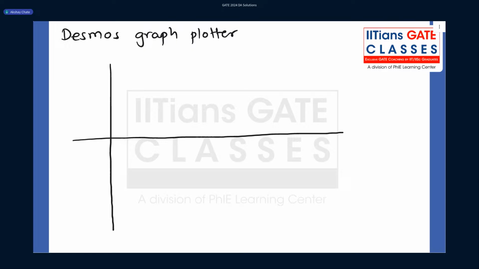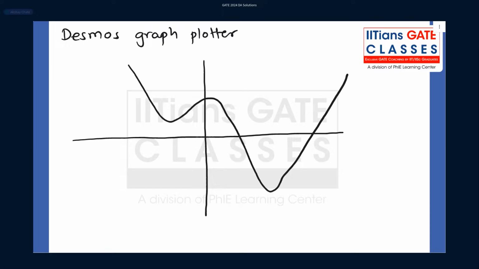So if you're interested, you can go and directly plot also. So it looks something like this. So this is a straight line. Forgive my drawing. And these are your stationary points.